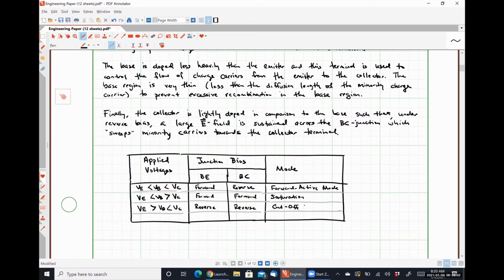And then lastly, we have the condition where our emitter voltage VE is greater than VB is greater than VC, which puts the base emitter junction reverse biased and the base collector junction forward biased. And we call this the reverse active region or mode. So I'll call it mode, because I used mode earlier.